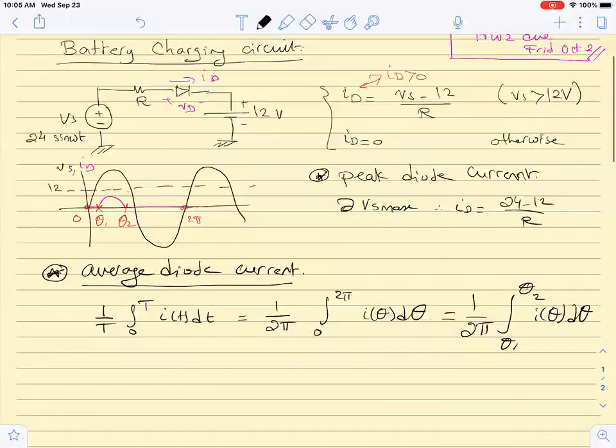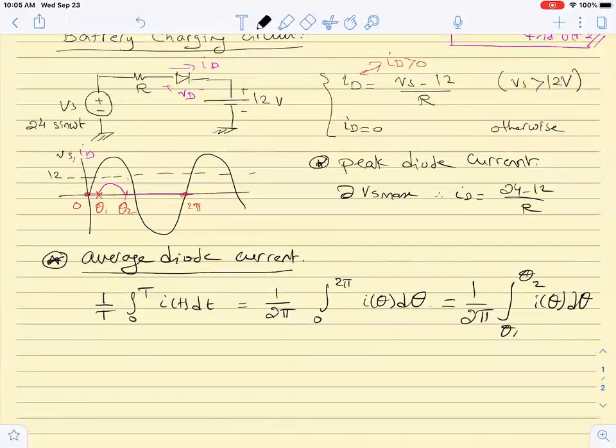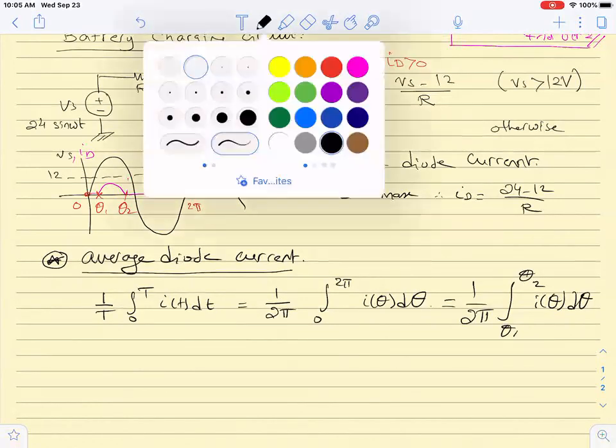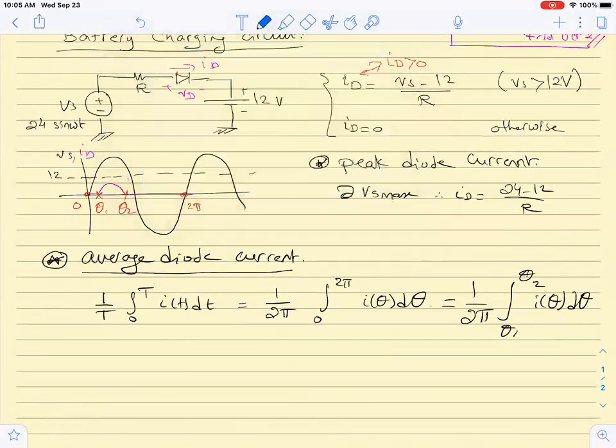So last time when we discussed how to find theta 1 and theta 2, we said that to solve for theta 1 and theta 2, we set Vs equal to 12 volts, meaning 24 sine omega t, here 24 sine theta is equal to 12. This gives two solutions, theta 1 equal pi over 6, theta 2 equal 5 pi over 6.